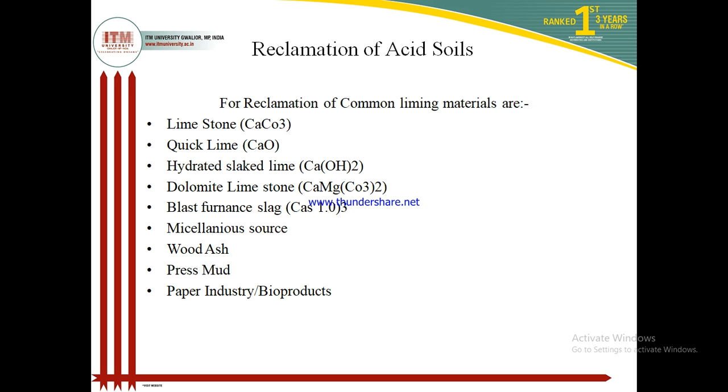Now, the reclamation of acid soil. There are many amendments available in the market, like limestone, calcium carbonate, quicklime, calcium oxide, hydrated slaked lime, calcium hydroxide, dolomite lime, calcium magnesium carbonate, and blast furnace slag, CaSiO3. Miscellaneous sources are wood ash, pressed mud and paper industry byproducts. These are the amendments which can be used for the reclamation of acid soils.